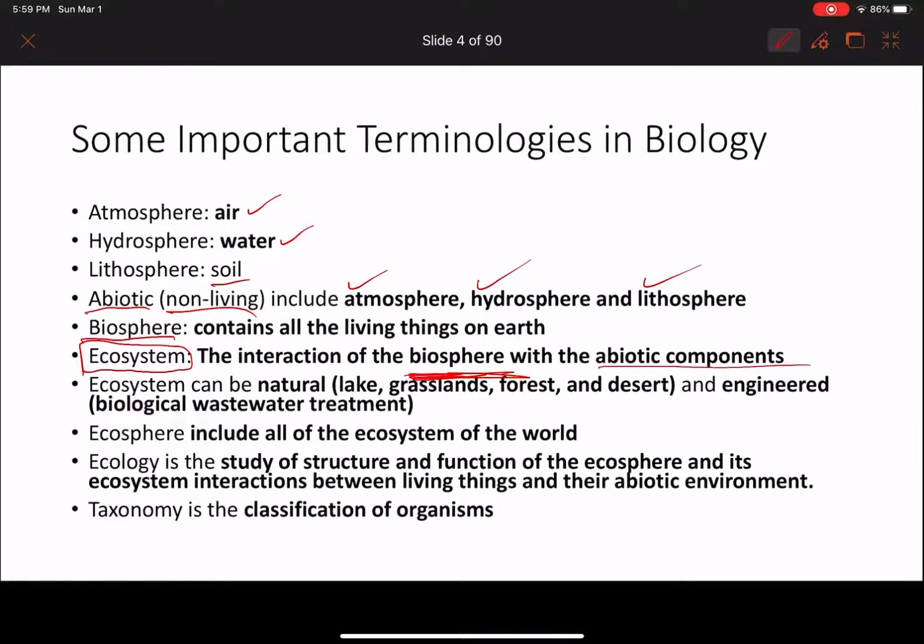Ecosystem can be natural, either lake, grassland, forest, and desert, and can be engineered, a biological wastewater treatment plant, for example. So it's either we create it, engineered, or something happened by nature. Ecosphere includes all the ecosystems of the world. And at the end, ecology is the study of structure and function of the ecosphere and its ecosystem, interactions between living things and their abiotic environment. At the end, taxonomy is the classification of the organisms.